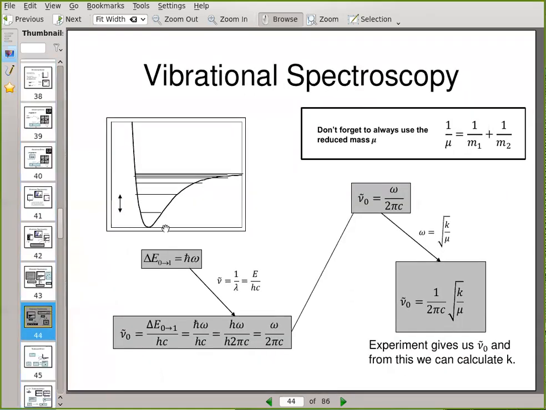Okay, and if the energy difference is h bar omega apart, we can convert that to a wave number. The wave number is also dependent on omega, but we don't forget what we had omega to be. And so we'll end up with the wave number over here.